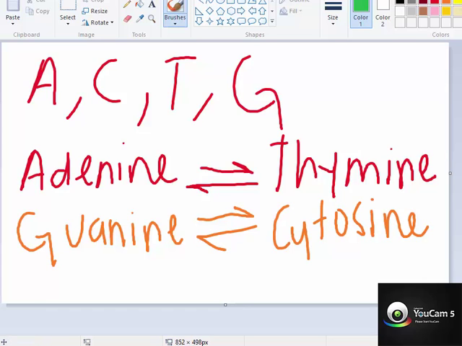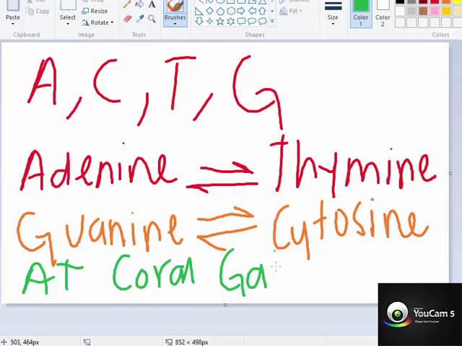And a good way to remember, if you're thinking, oh man, I can't remember which one pairs with which, a good, easy, simple way to remember this is At Coral Gables. So basically, if you can say that, you can be, okay, At, so A and T go together, and Coral Gables, C and G go together. If you want to make up another way of doing it, that totally works too, but that's just the one I like.